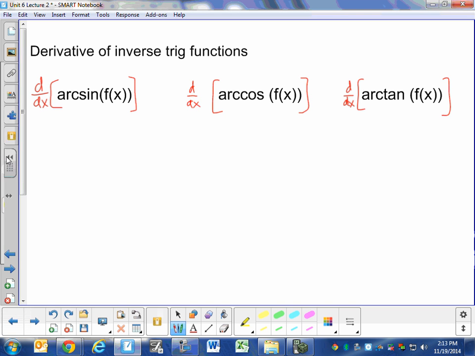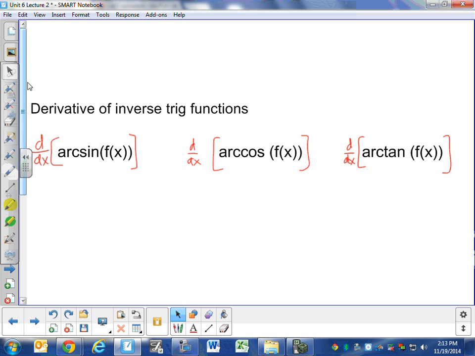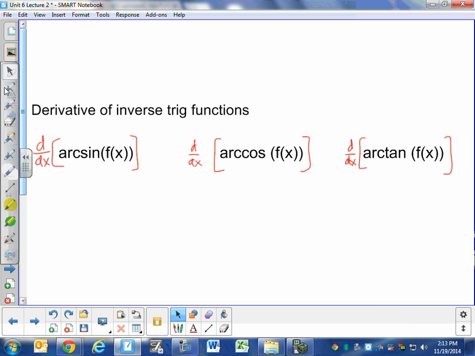Let's talk about derivatives of inverse trig functions. We've talked about the derivatives of inverse functions, of polynomials and just other equations with x's and y's and powers. But now we can talk about derivatives of inverse sine, cosine, and tangent. This is arc sine, this is arc cosine, this is arc tangent.